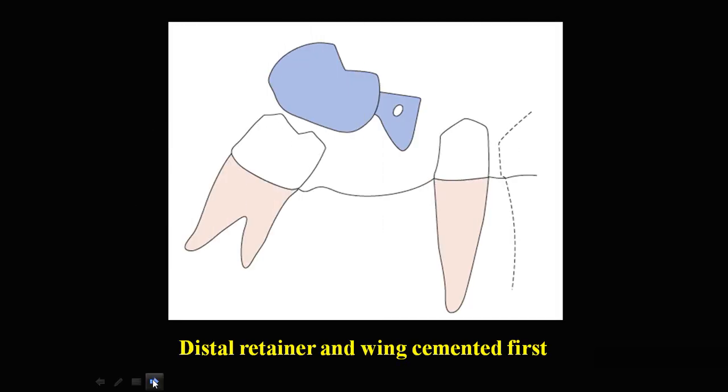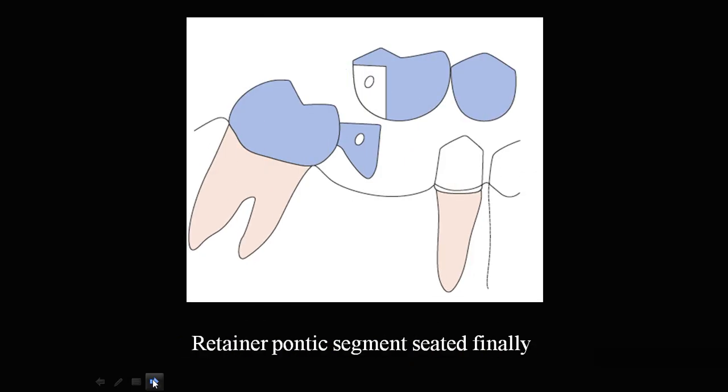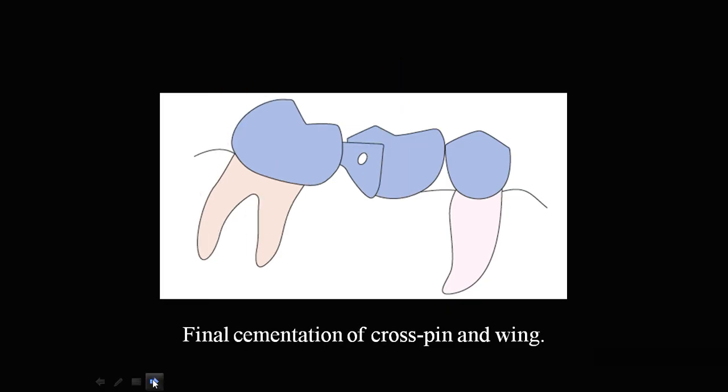This is a diagrammatic representation of the distal retainer containing the wing, which is cemented first, followed by the retainer pontic segment, which is seated finally. And this is a diagrammatic representation of the completed cemented cross pin and wing.